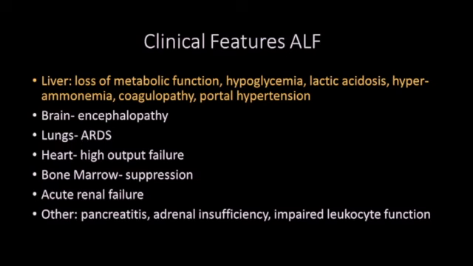What are the clinical features of these patients? As I said, these are patients who are going to become jaundiced and rapidly progress to encephalopathy. All of the functions of the liver are called into question here, and therefore they have metabolic issues: hypoglycemia, lactic acidosis, coagulopathy, etc. Encephalopathy ensues. The lungs are affected with acute respiratory distress syndrome, high output heart failure, there is suppression of bone marrow, acute renal failure, and a variety of other issues. Again, these are very, very sick patients. They are in the intensive care unit and they require rapid and aggressive care.